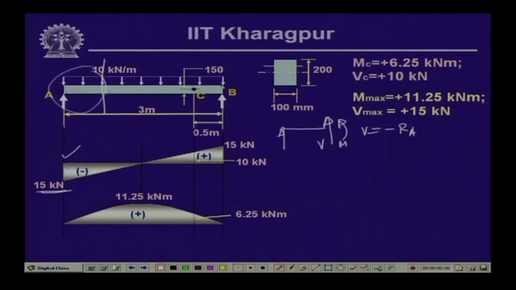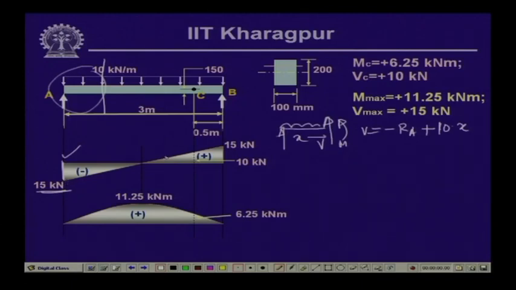Now, since there are no other loads acting on this particular beam member, at this particular segment, which is at a distance of x, we have uniformly distributed load also. So, V is minus RA plus the 10 kilonewton times x. So, at x equals 0, the V is minus RA, this is the shear force.